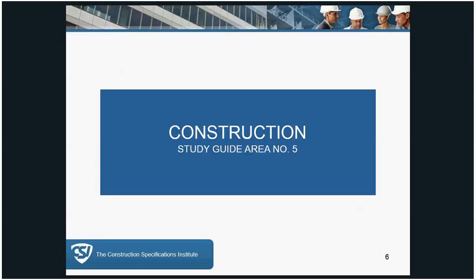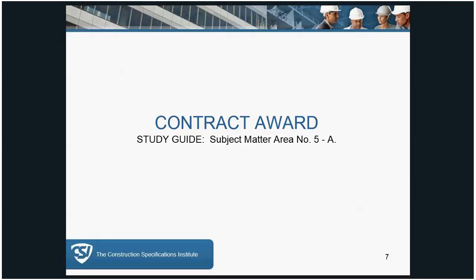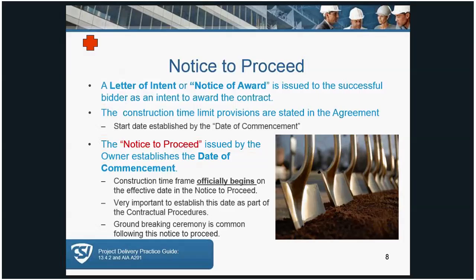So you can see on that slide where we were in the life cycle process. All right, contract award. Next slide. All right, so the first thing that's going to happen in the contract award is a notice to proceed. That's generally a letter of intent or a notice of award. That notice of intent or letter of intent is separate from the notice to proceed. The notice to proceed establishes the date of commencement for the project, and that's very important for you to understand contractually. So just understand the difference between those two terms.